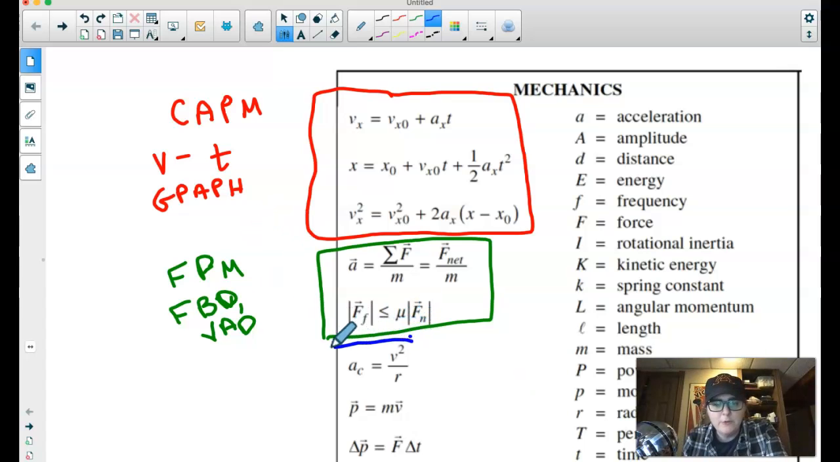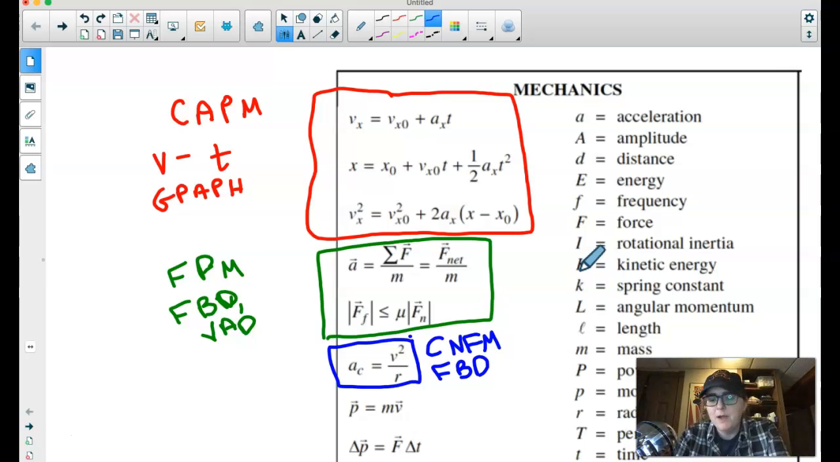This next equation, this a_c equals v squared over r, this we did very recently as part of the central net force model. And once again, that free body diagram is key. Going back to what are the forces acting on an object, what are the interactions?